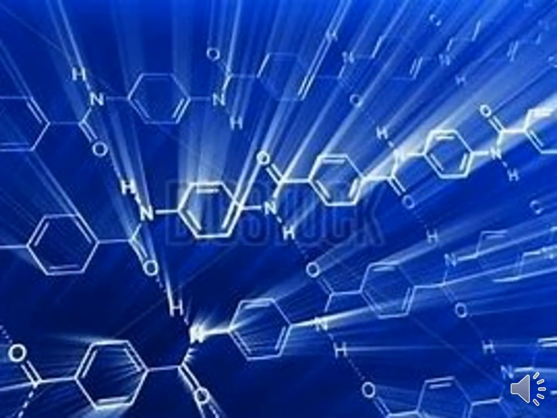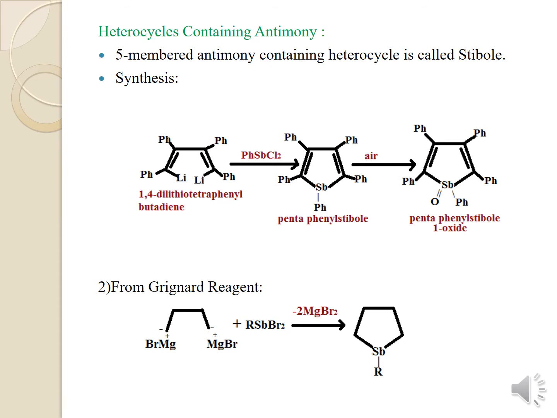Topic is heterocycles containing Sb, that is your antimony and bismuth compounds. So moving on to the heterocycles containing antimony, here we are studying the 5-membered as well as 6-membered antimony-containing heterocycle structures. The 5-membered antimony-containing heterocycle is called a stibole. Stibole is nothing but the 5-membered antimony-containing heterocycle.